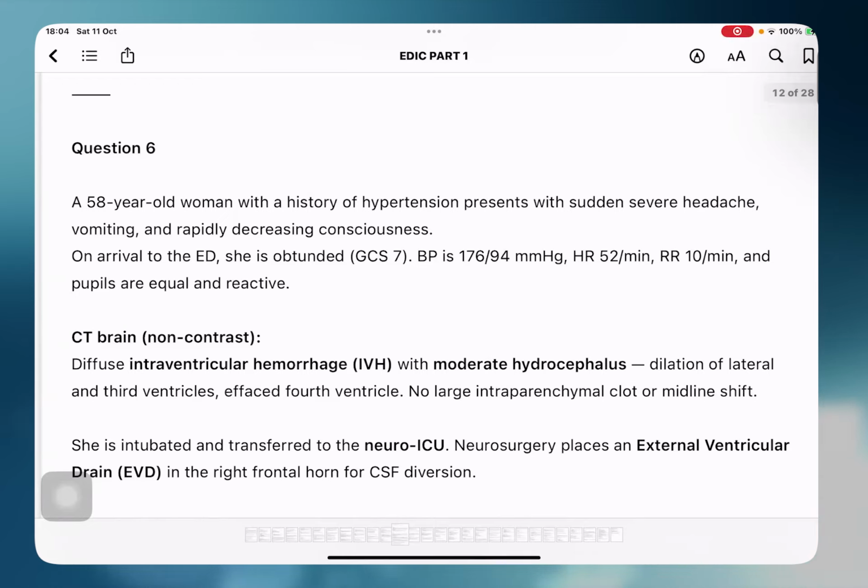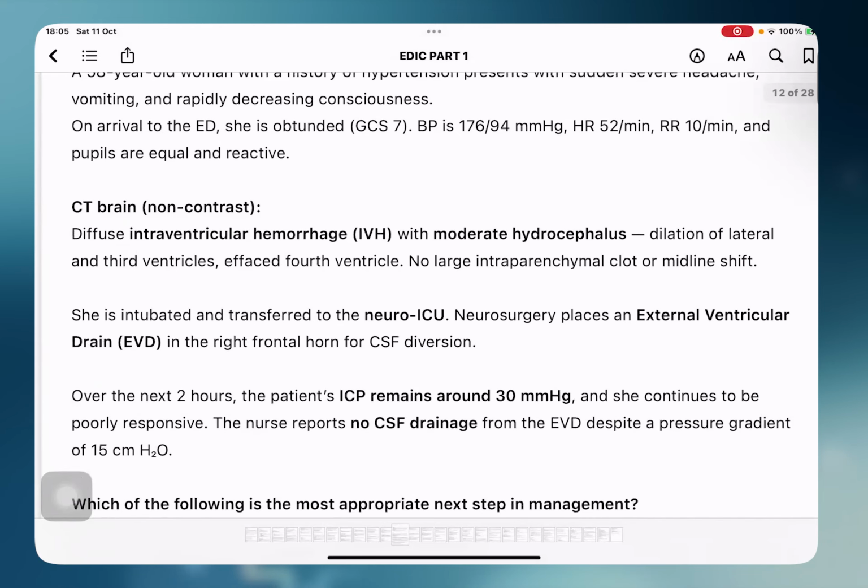She is intubated and transferred to neuro ICU. The neurosurgeon places an external ventricular drain in the right frontal horn for CSF diversion. So everything is done. Over the next 2 hours, the patient's ICP remains around 30. She continues to be poorly responsive. The nurse reports no CSF drainage from the EVD despite a pressure gradient of 15. Now, what is the most appropriate next step?